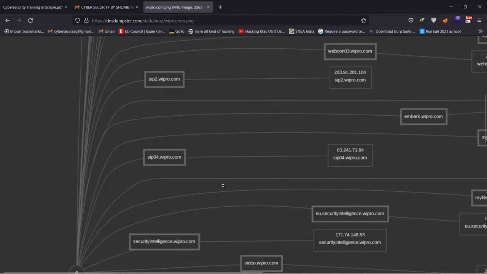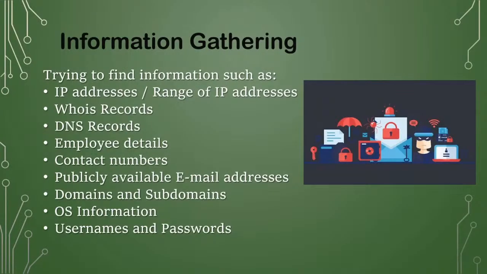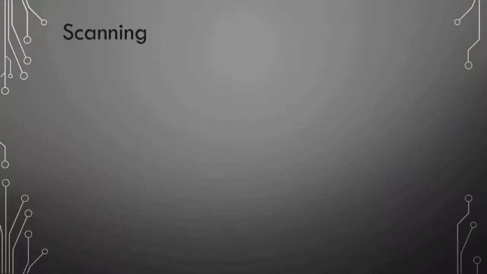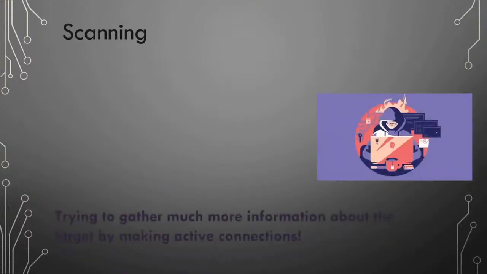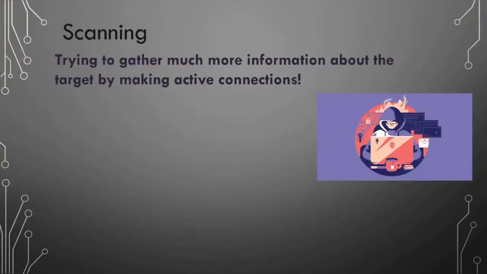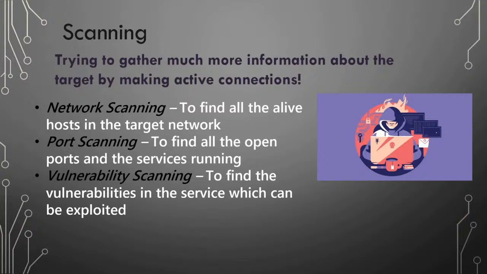So after you gather information like this about a target organization, then we go with the scanning phase. Scanning is where we get some extra information by directly contacting the servers. So to gather more information by making active connections with the direct target. So in this phase we'll be using 3 types of scanning. There's network scanning, port scanning, and vulnerability scanning.